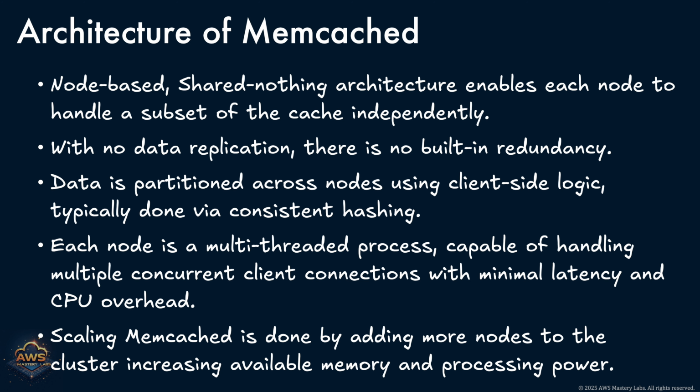Memcached does not support replication or automatic failover. If a node fails, the data stored on it is lost, and the application must refetch and repopulate it. While this might seem like a trade-off, it actually makes Memcached a perfect fit for scenarios where data can be regenerated quickly and high availability is not mission-critical at the cache layer.